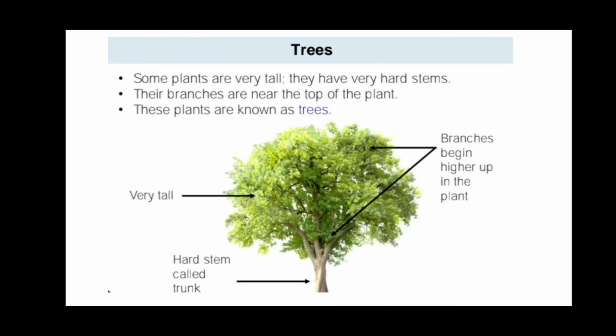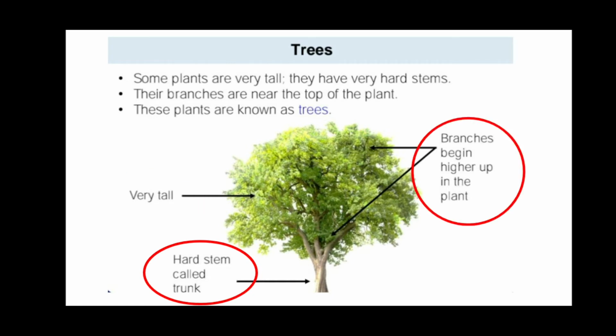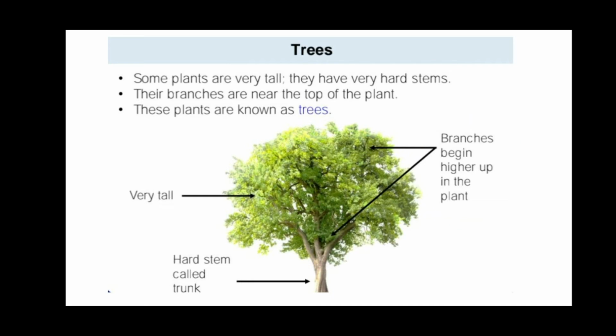Next is the trees. These are the most developed or more hard structure of the plant kingdom. Some plants are very tall. They have very hard stems. Their branches are near the top of the plant. If you compare with the shrub, they have the branches at the base, but in case of the trees, the branches are very much far from the base. Their branches are near to the top of the plant. Next, these type of the plants are known as what? The trees.